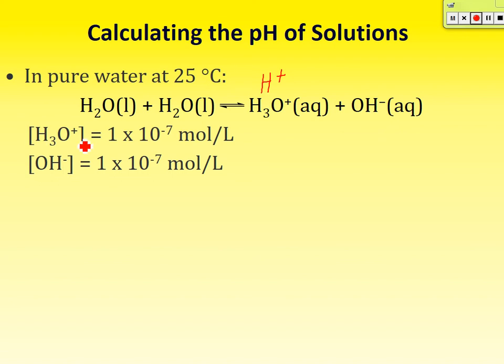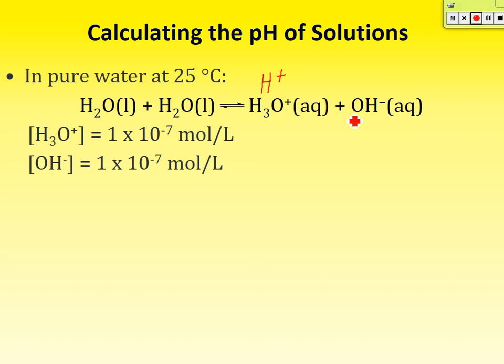The H3O plus concentration of water is 1 times 10 to the minus 7th moles per liter. The OH minus concentration in pure water is 1 times 10 to the minus 7th moles per liter. What do you notice, guys? They're the same. They're the same because you form 1 H plus for every 1 OH minus in pure water.